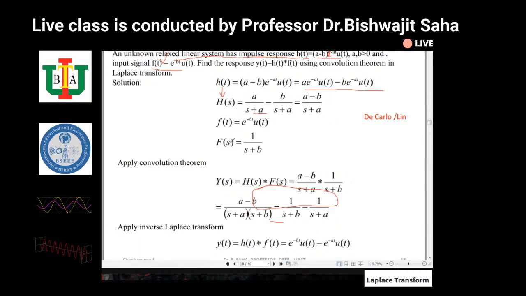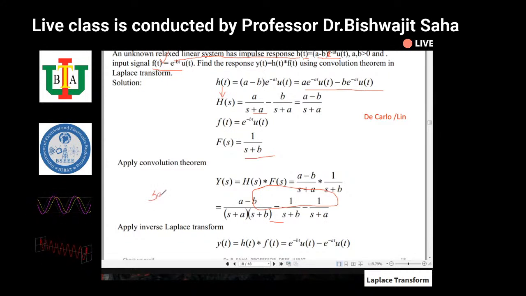F of t is going to be f of s equals e to the power minus bt, so 1 over s plus b. Then apply the convolution theorem: a minus b over s plus a into 1 over s plus b. After that, what did we get? Look at this, s plus a into s plus b. Then what happened?